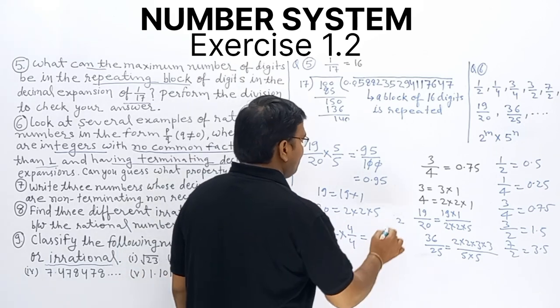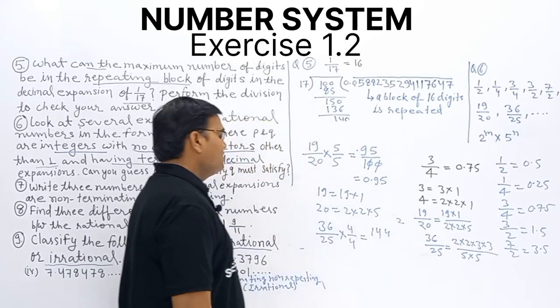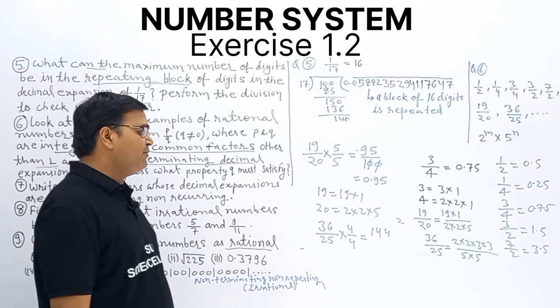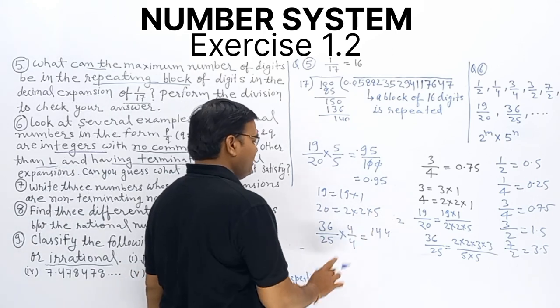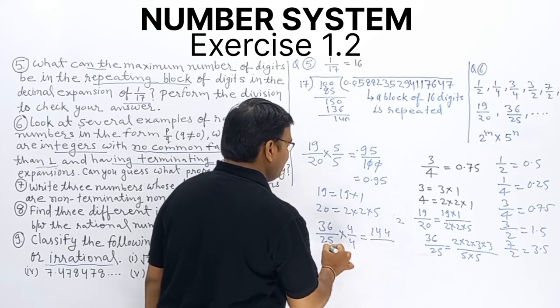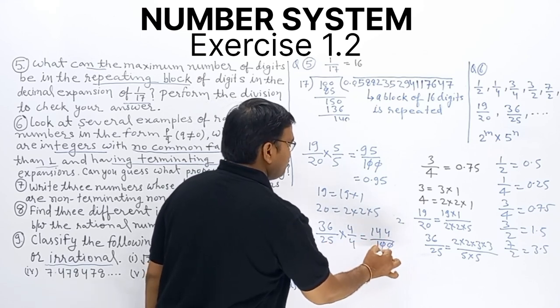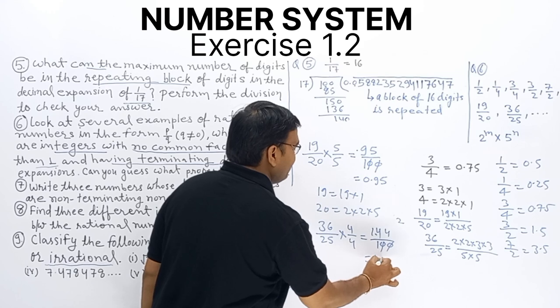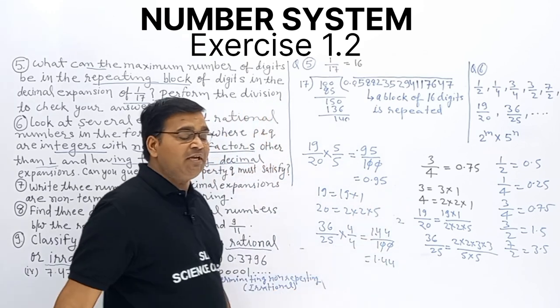4 threes are 12, 12 and 2 is 14. 6 fours are 24, 4 will be there, 2 is remaining. 4 threes are 12, 12 plus 2 is 14. Divided by 25, 4 times is 100. So we will use the point there. We are getting 1.44. This is terminating.